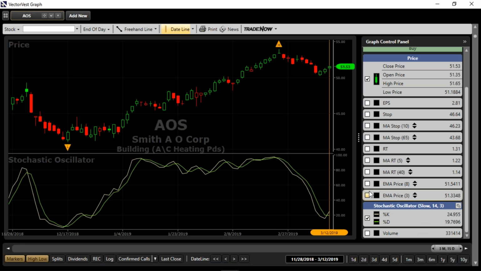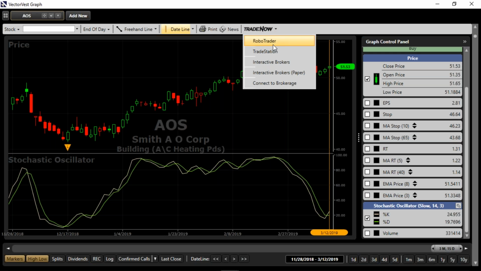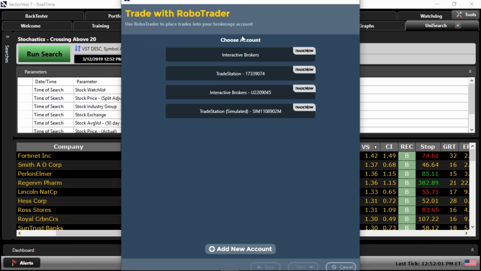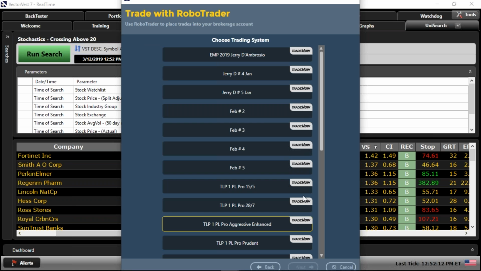I'm going to click on close. And again, I'm using paper, so I'm just going to go ahead and buy it again. Watch what I do here. I'm going to select the same Trade Now, but I'm going to select an item up at the top here that we have within VectorVest called Robo Trader. I'm going to select Robo Trader, and it says choose an account. Okay. I'm going to choose my Interactive Brokers account. I'm going to select next.